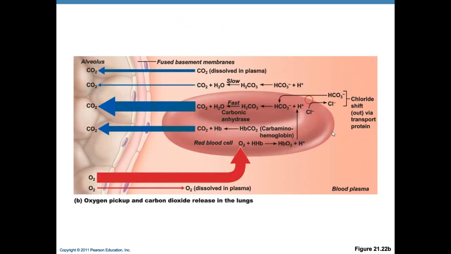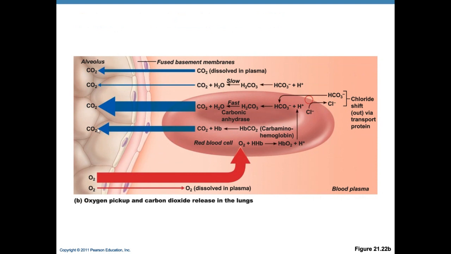So at the lung, the exact opposite reactions happen. So now the CO2 dissolved in plasma goes back into the alveoli. The slow reaction occurs, converts that back to CO2, and it gets put into the alveoli. Fast reaction happens, and it gets converted to CO2 and goes back in the alveoli. And then finally, we take the carboaminohemoglobin, and that is converted back to CO2 that goes into the alveoli. So now we have this blood cell that's dumping off CO2.